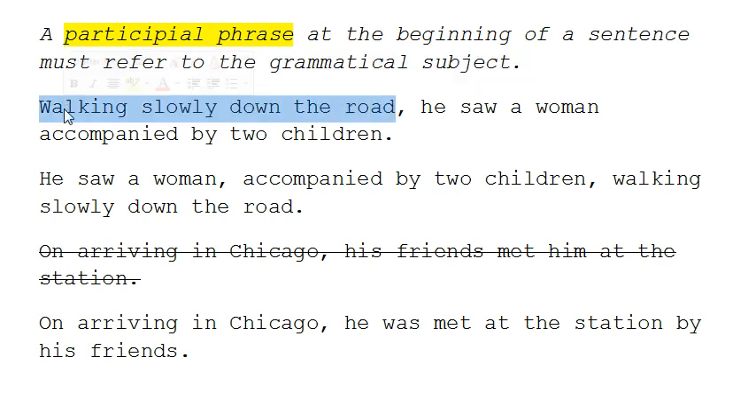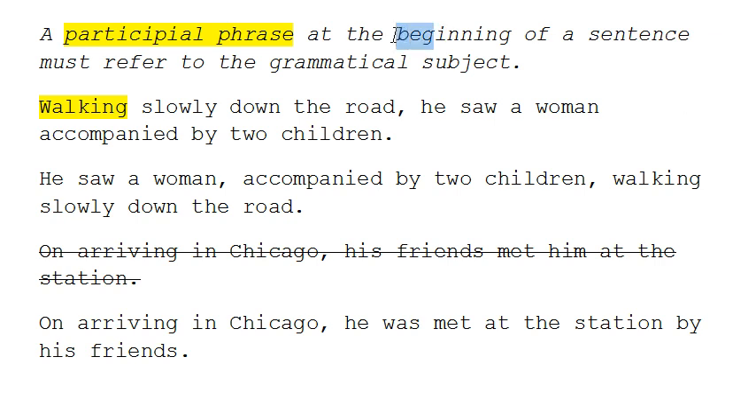Walking slowly down the road, where the participle walking functions as the building block of this particular phrase. Walking slowly down the road. Now, when we have a participial phrase, the necessary question is, who is walking slowly down the road?